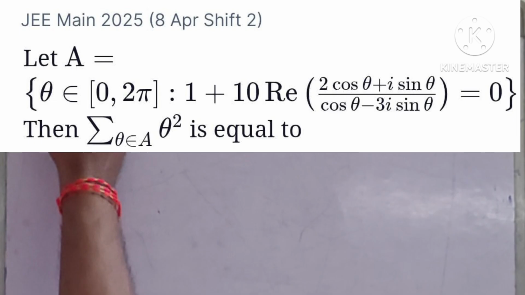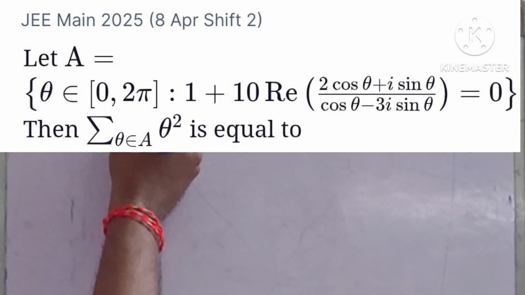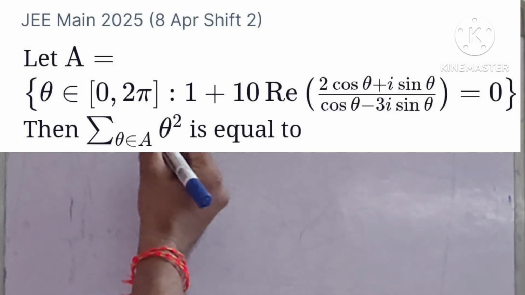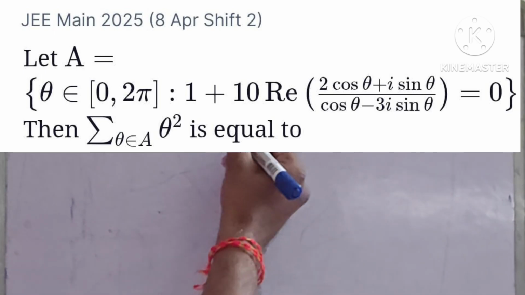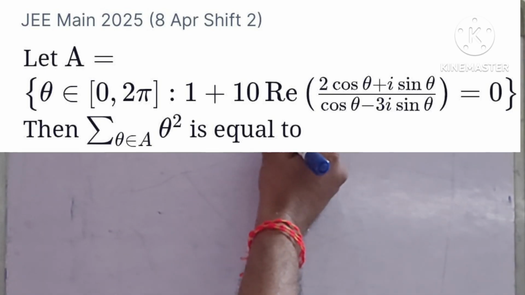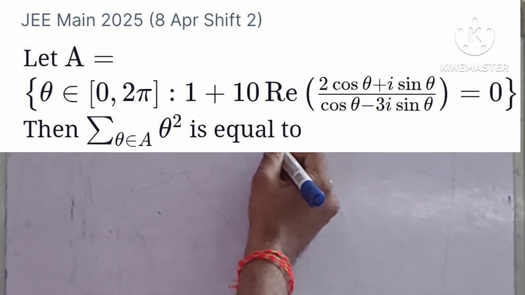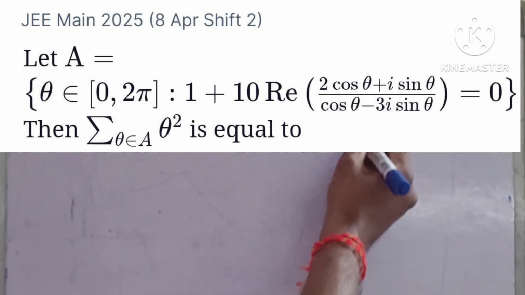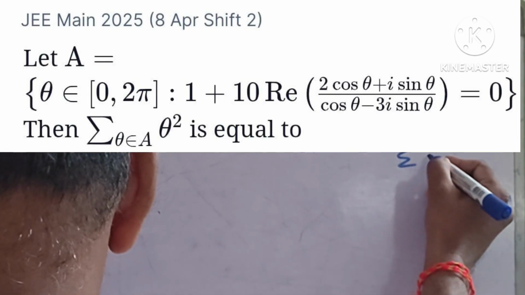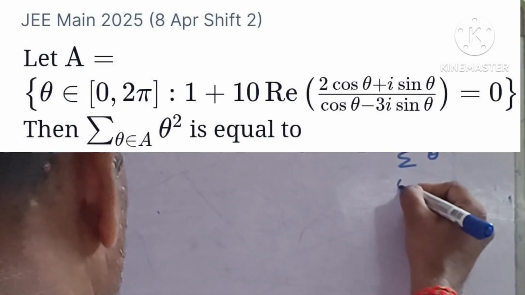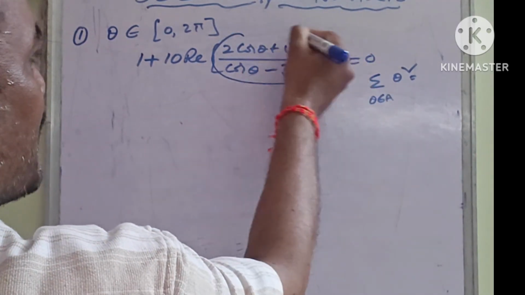So here, JEE 2025, the question: theta belongs to 0 to 2 pi. Now here, 1 plus 10 times the real part of (2 cos theta plus i sin theta) by (cos theta minus 3i sin theta) is 0. Then find the summation of theta square. Now theta belongs to A. So the values are again... this is the trigonometry part.